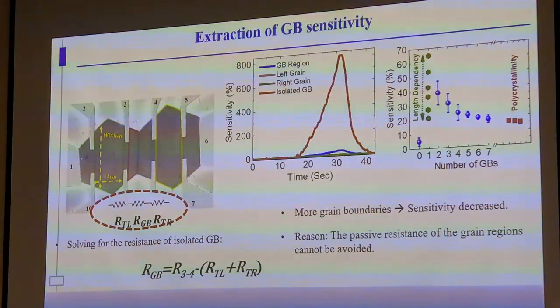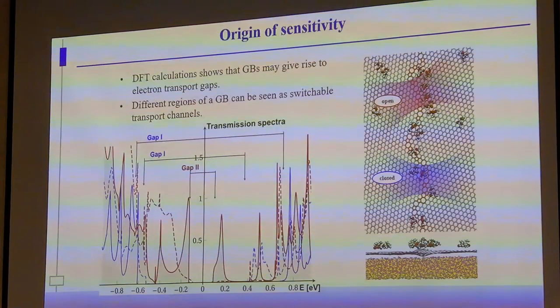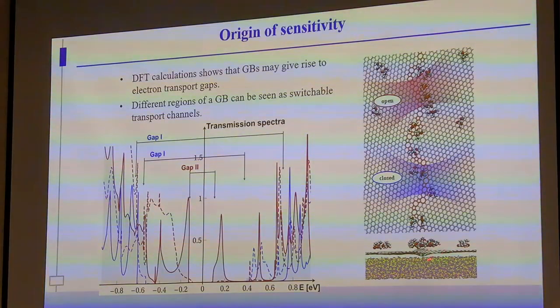Then we tried to extract how sensitive the grain boundary region is. Here you can see the grain boundary is more than 800% more sensitive compared to the left or right grain. In short, we did a lot of work. We did some computational study as well, and with the computational study we figured out that the graphene grain boundary works like a switch. If those switches are closed, then you will see an abrupt change in the electrical property. They are also favorable sites for adsorption of these molecules.